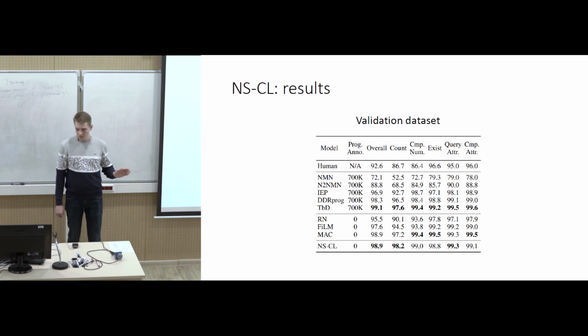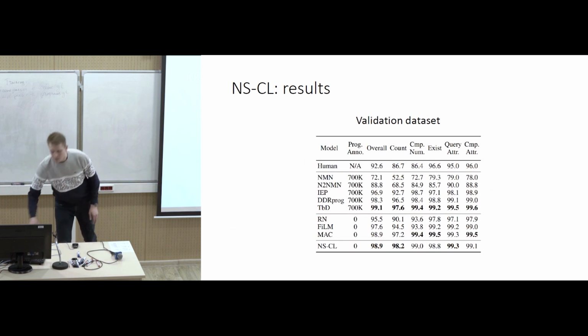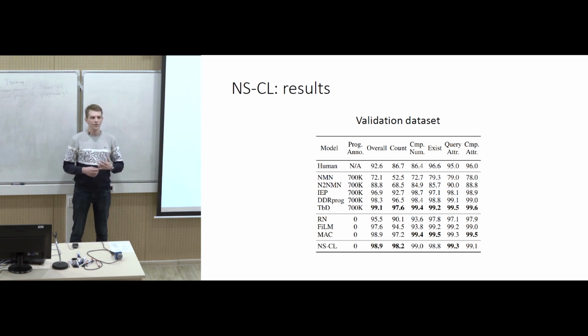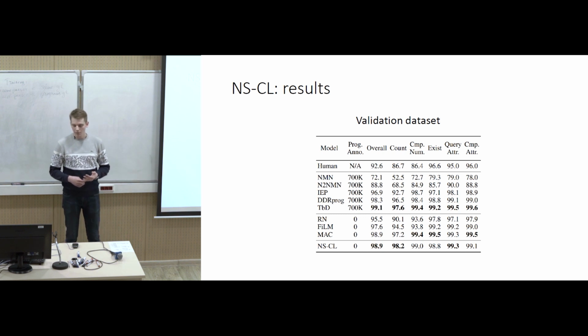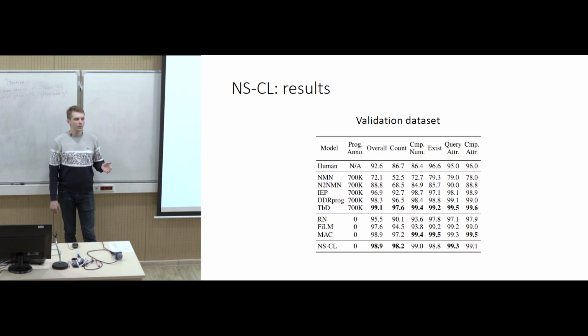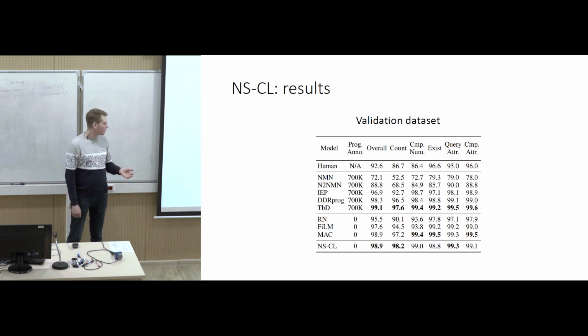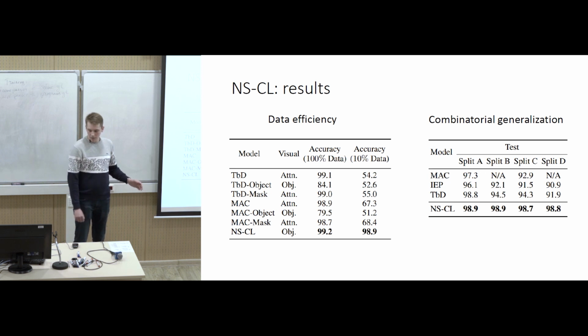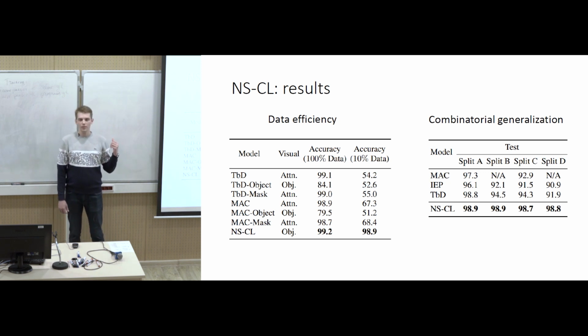But this was done learning just on a subset of 5,000 images. If we train this type of model on the whole set of images from CLEVR, we get an accuracy of 99.2%, which outperforms all the previous models that do not use program annotations, and even outperforms the models that do use such annotations. This is shown in the data efficiency table. The accuracy on 10% of data is what was presented in the previous slide, where we trained on 5,000 images, and 99.2 is when we train on the whole set of CLEVR images.